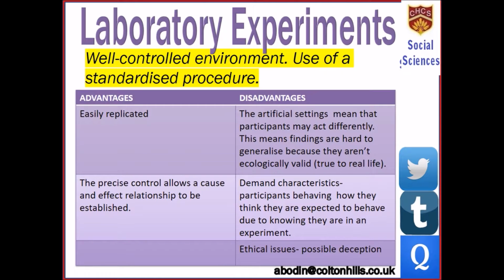All that it means is that the experiment is carried out within a well-controlled environment. And one of the other key factors of a laboratory experiment is the use of a standardized procedure. So the procedure that is used within the experiment is used on all participants, usually in the same order, and this feeds into the level of control within a laboratory experiment. So as you can see from the advantages, this high level of control means that a cause and effect relationship can be established, meaning that the independent variable does cause the change in the dependent variable, because we're excluding extraneous variables as much as possible.